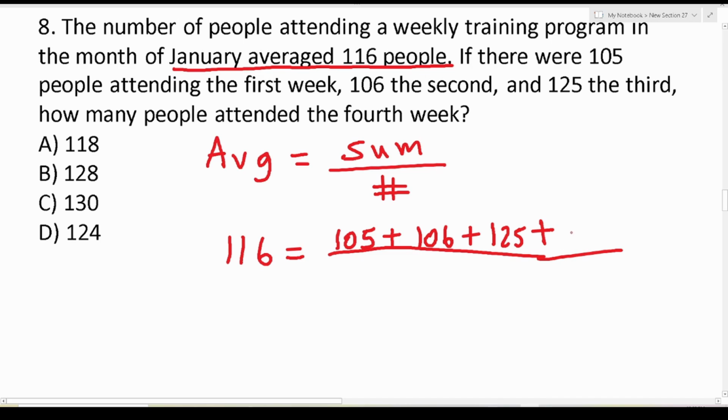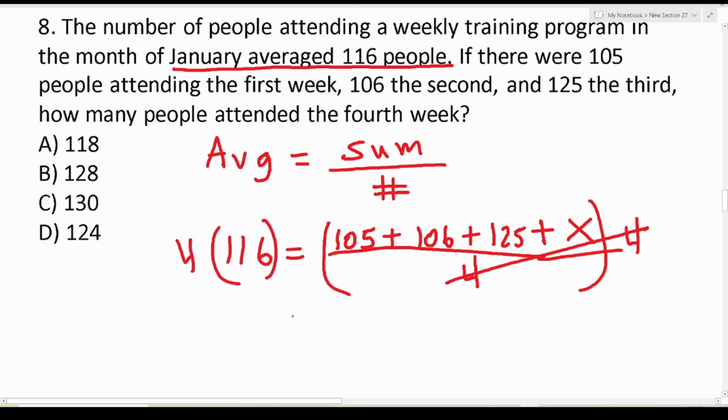Again, in a month, there are 4 weeks. And since that's unknown, we can call that X. Again, average is the sum of the data points, which we just wrote out, including the unknown one, divided by how many data points there are. There are 1, 2, 3, 4. So all we have to do is solve this equation for X, and we'll have our answer here. So the very first thing I'm going to do is multiply both sides by 4. This crosses out over here, leaving you with this. 105 plus 106 plus 125 plus X equals 116 times 4.